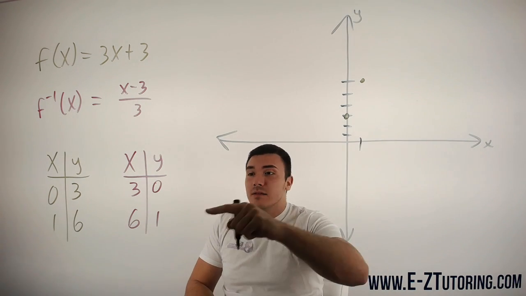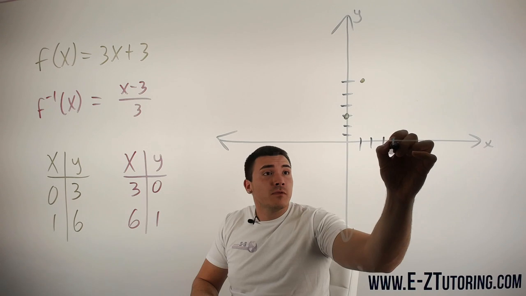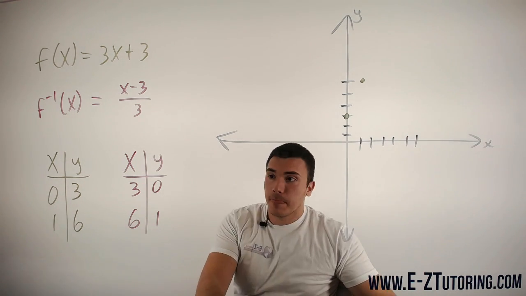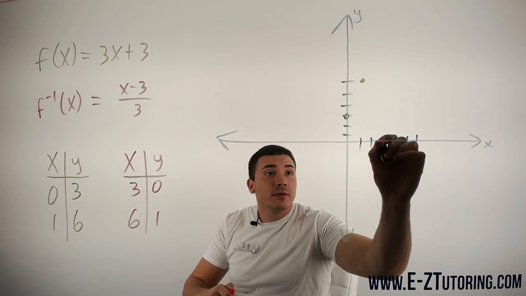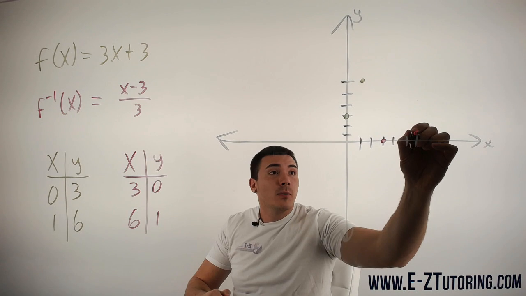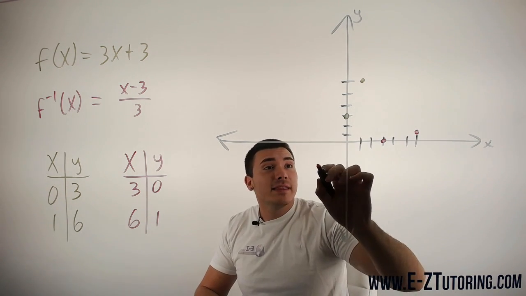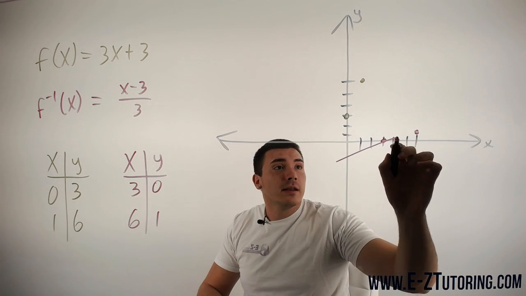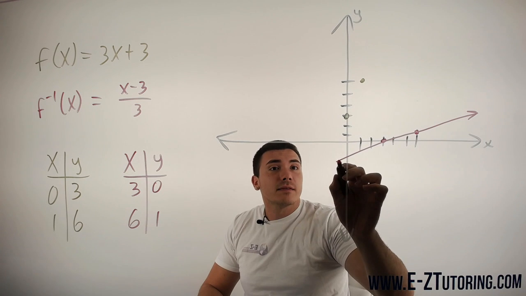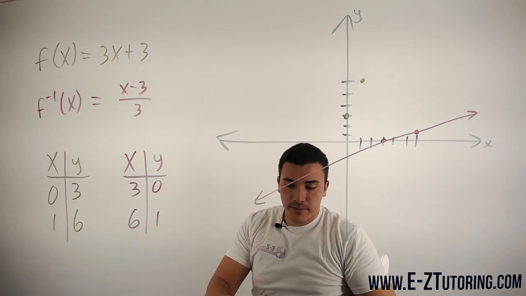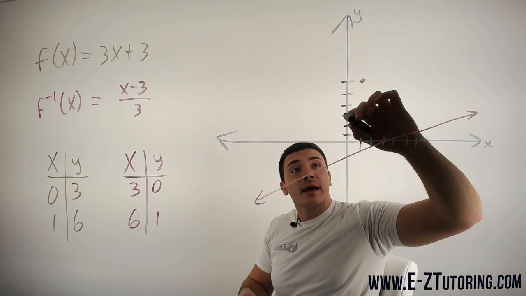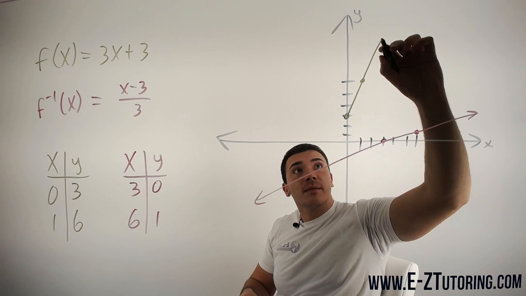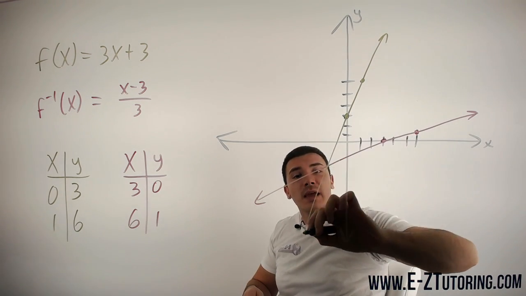So we got all the way up to 6, 2, 3, 4, 5, 6, 3, 0, and 6, 1. So if we go ahead and connect these dots, we will get something like this for the inverse function, and we will get something like this for the f of x function.